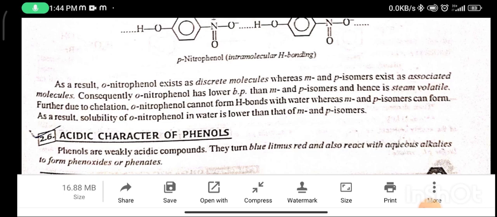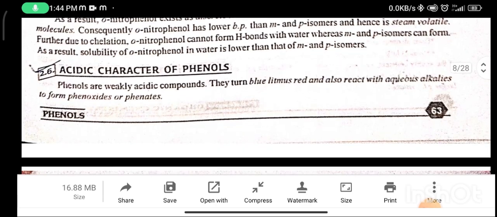Further, due to chelation, ortho-nitrophenol cannot form a hydrogen bond with water, whereas meta and para isomers can. As a result, the solubility of ortho-nitrophenol in water is lower than that of meta and para isomers. Acidic character of phenols. Phenols are weakly acidic compounds. They turn blue litmus red and also react with aqueous alkalis to form phenoxides or phenates.